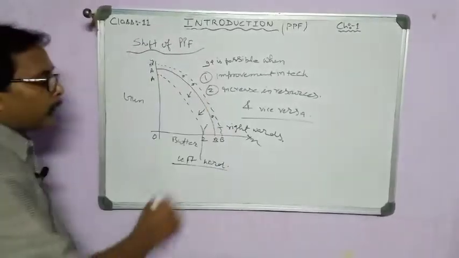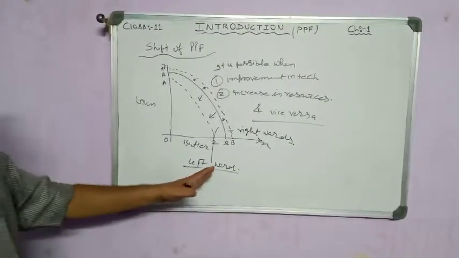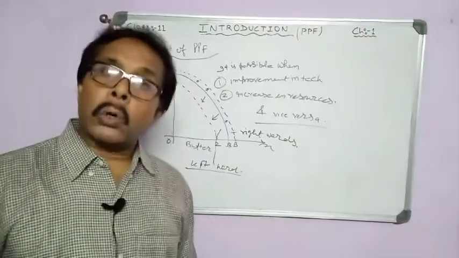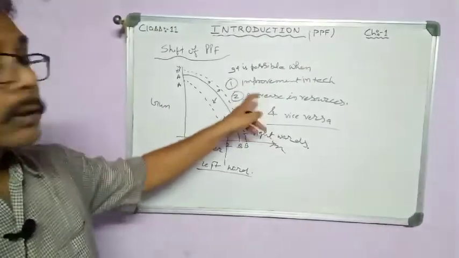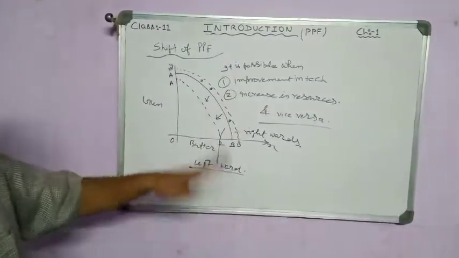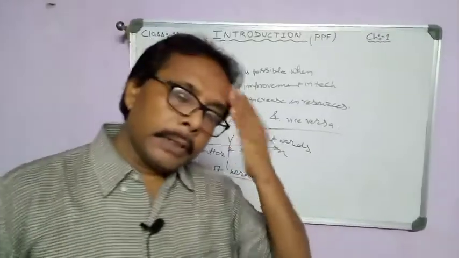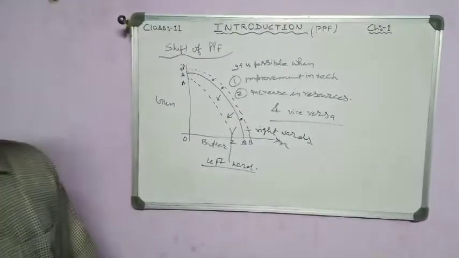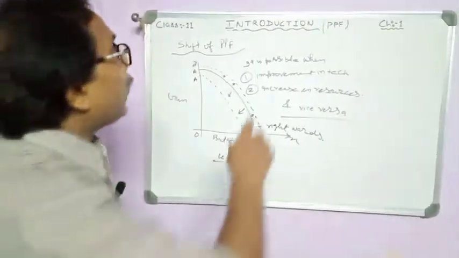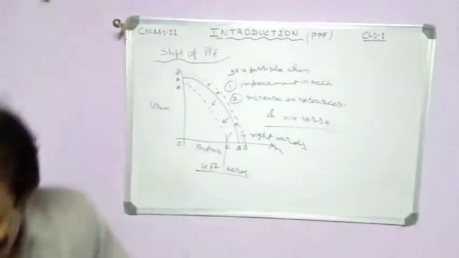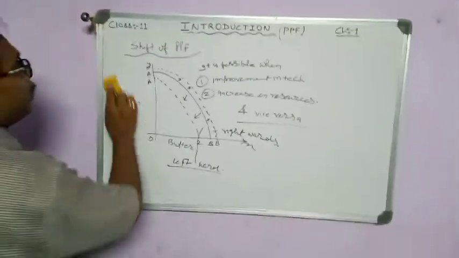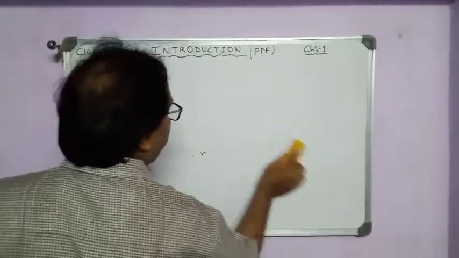Leftward, why does it happen? Due to obsolete or old technology or loss of resources. Rightwards, increase and improvement in technology. Now come to the next topic, and it is known as the rotation of PPC.